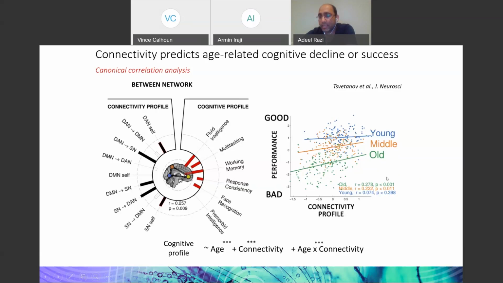And as you could see, people who, for example, were old, they had more between-network connectivity to get the same performance level. And this was very significant, as you could see for the green one. So this is a nice example, and I didn't put those results here.